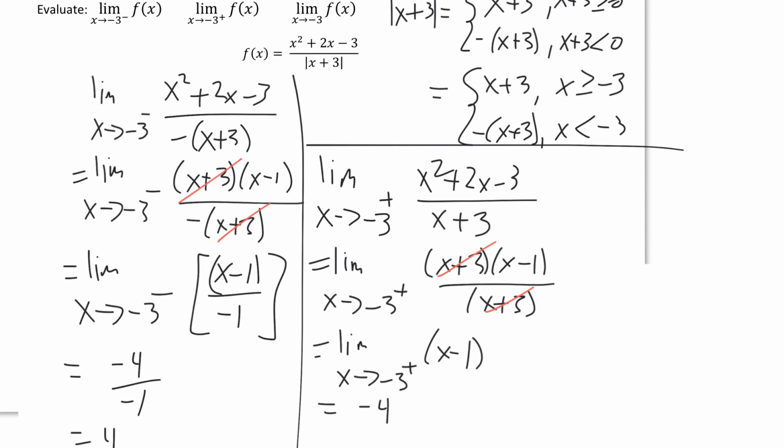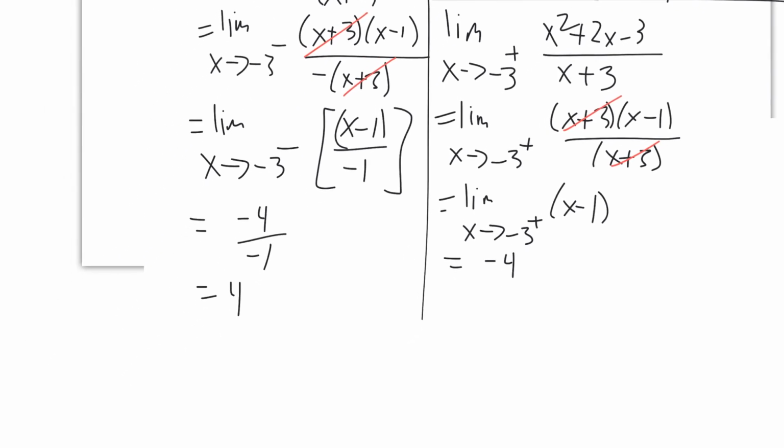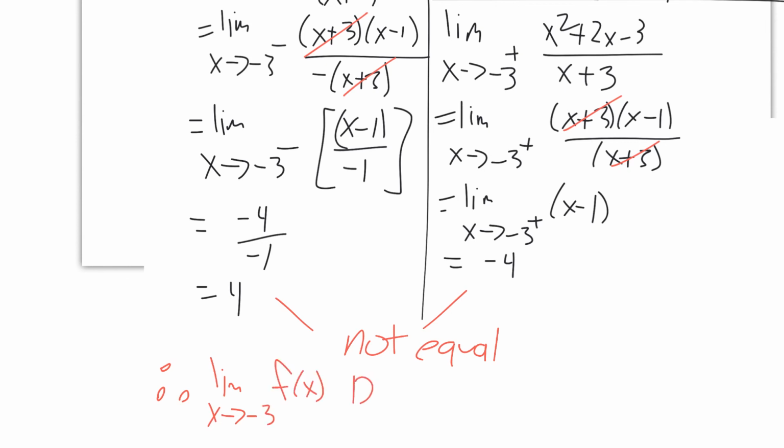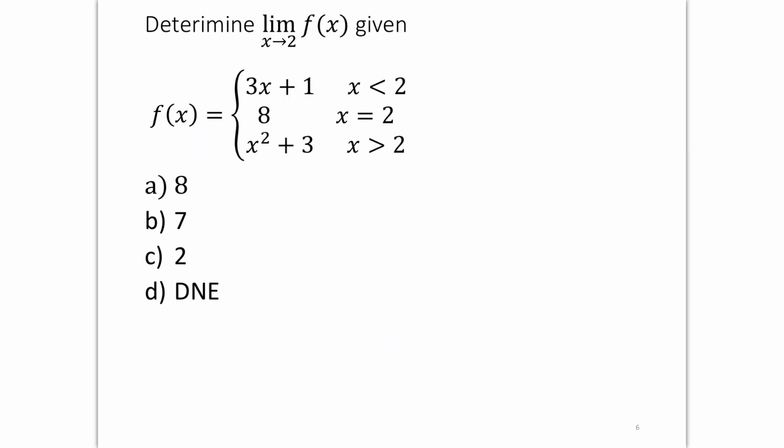Now what that means is that the limit on the left-hand side is not equal to the limit on the right-hand side. These are not equal. So therefore, the limit as x approaches -3 of f of x does not exist. So let's go ahead and try a multiple choice question here. Determine the limit as x approaches 2 of f of x given the following function.